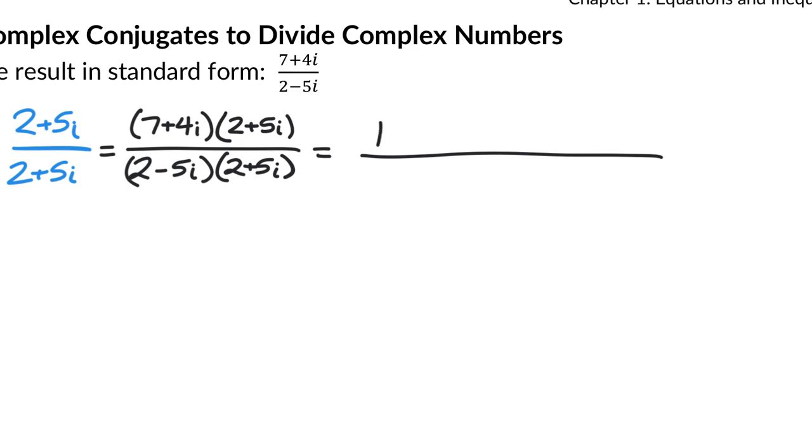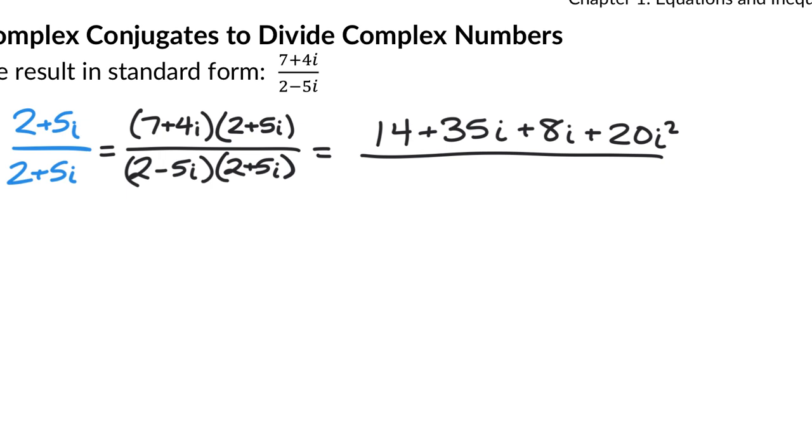7 times 2 is 14. 7 times 5 is 35. 4i times 2 is 8i. And 4i times 5i is 20i squared. Did I lose anybody doing that part? Which is a double distribution that I did rather quickly.